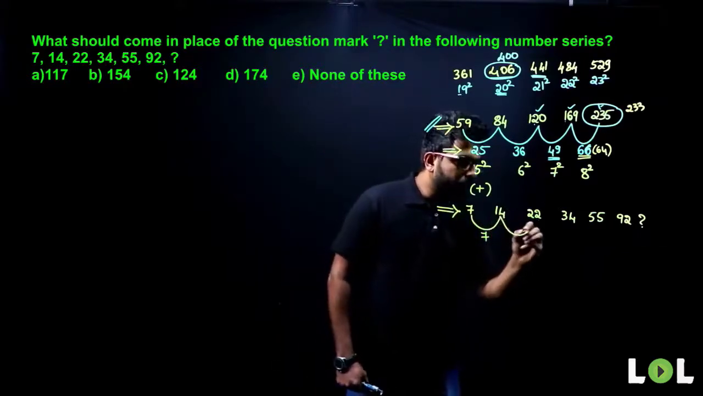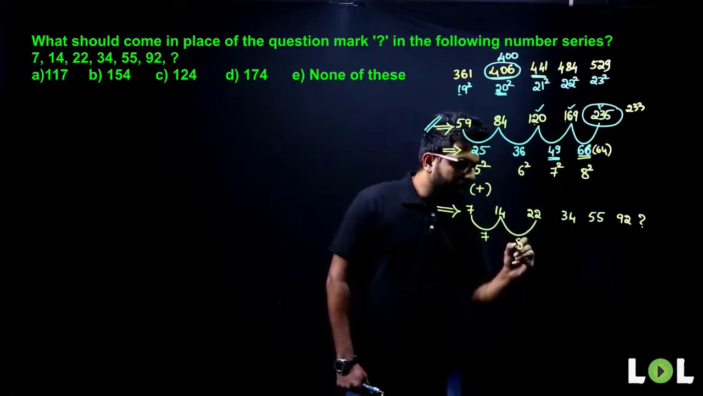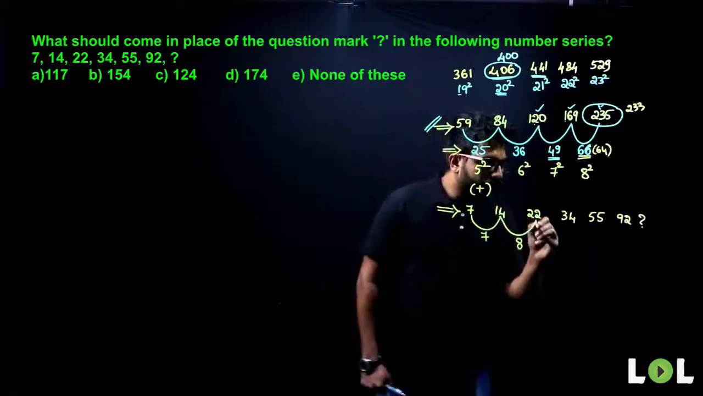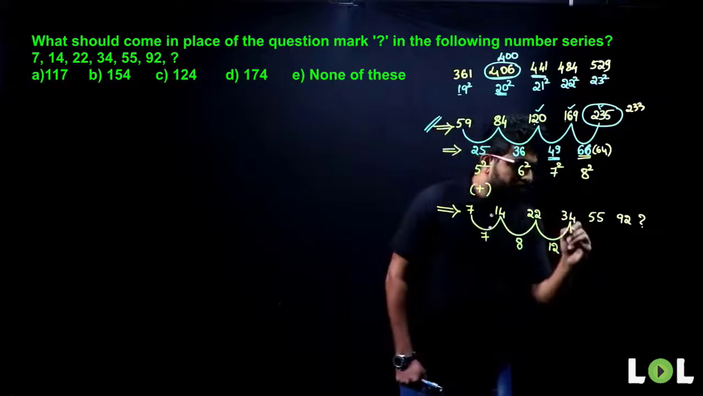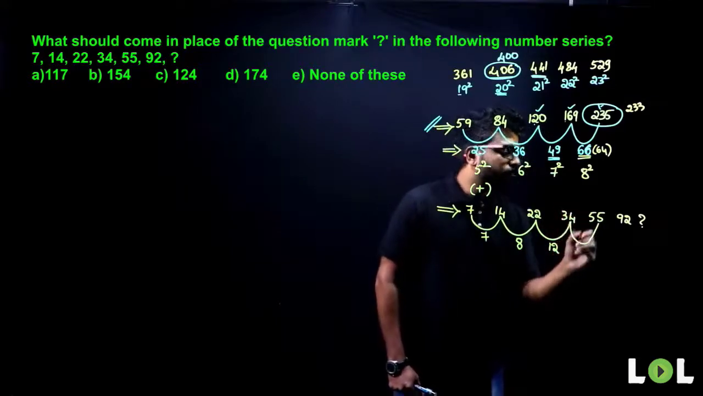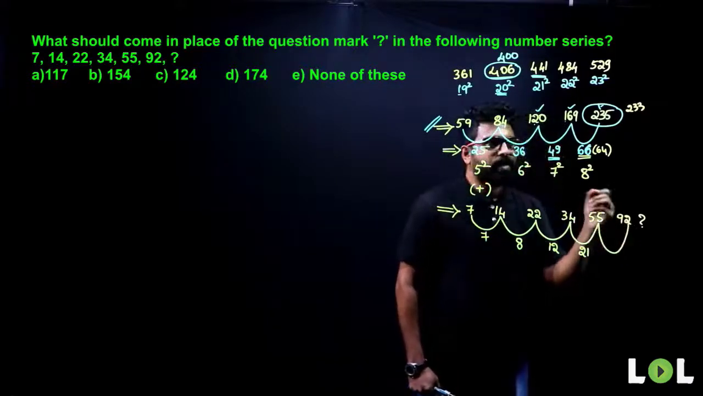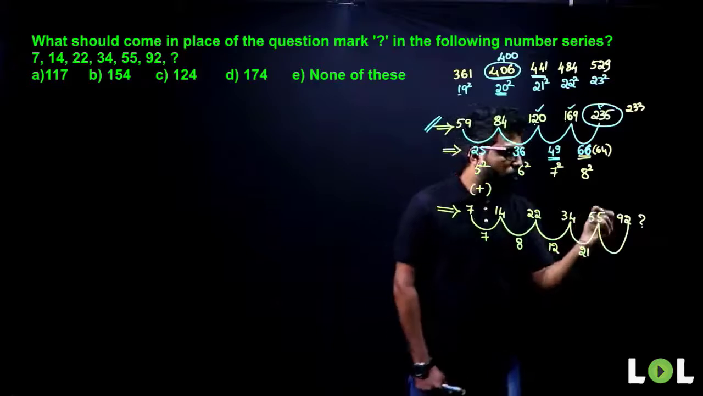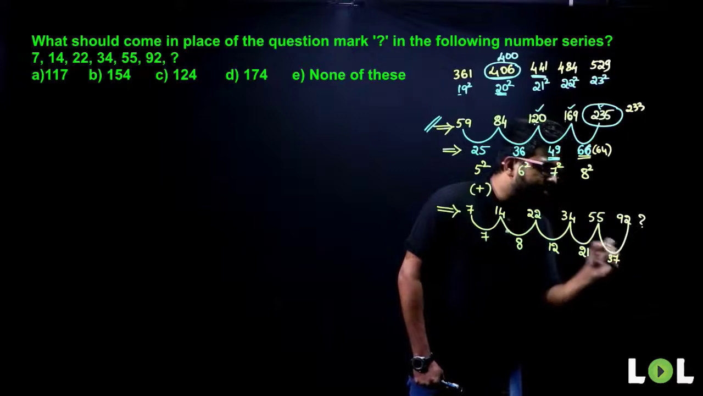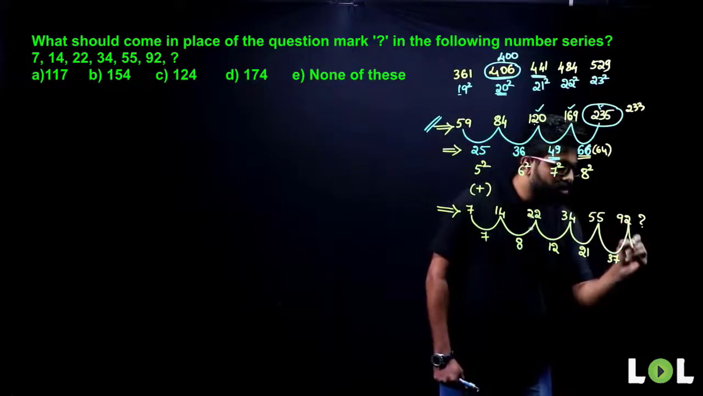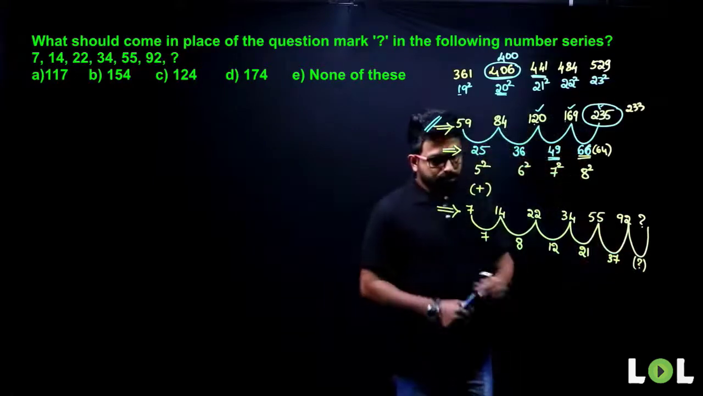What about 14 to 22? The difference here would be 8. What about 22 to 34? The difference here will be 12. What about 34 to 55? 34 plus 20 gives me 54, so 21 gives me 55. What about 55 to 92? 55 plus 40 gives me 95 minus 3, so this should be 37. My difference here is 37. So I have to find the next number here, so I'll have to find my next difference here.